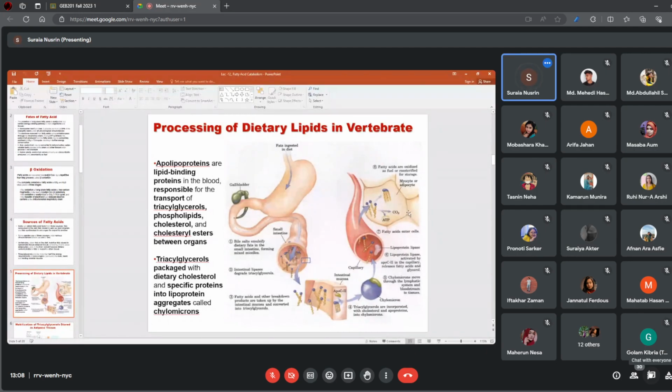Okay, is it clear? Yes, ma'am. I don't know, whoever has already completed GB 203, it is easy for you to understand. But the thing is that you should complete 201 first and then go for 203.